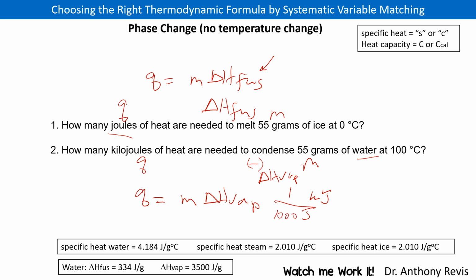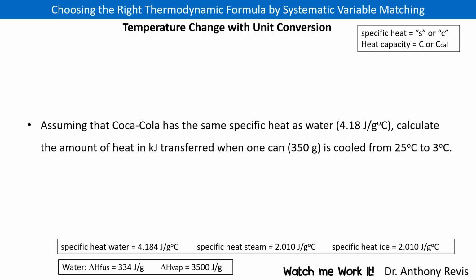Because the standard for this delta H vap is in joules. So the formula, however, is Q equals m delta H vap. But watch your units.